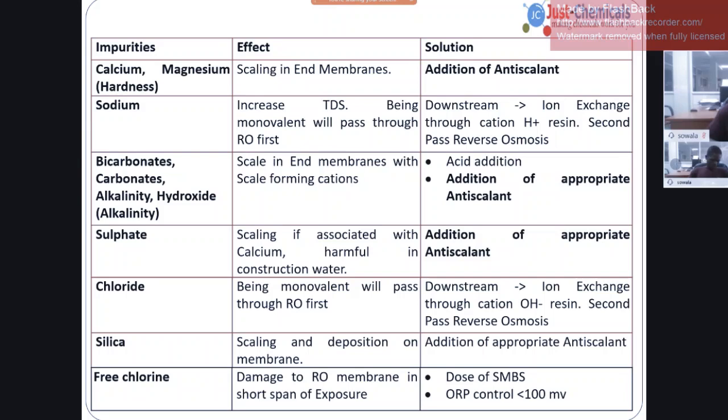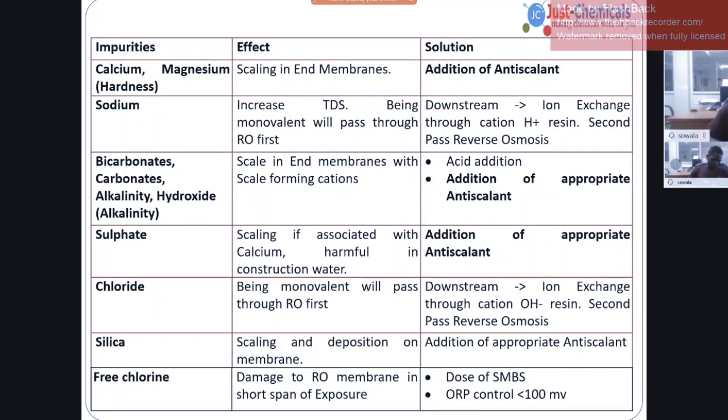So if sodium is high in the feed, then you will be getting high sodium in the permeate, and in the downstream, if there is an ion exchanger having H plus resin or mixed bed, then again it will have a pass from the ion exchange cation resin also, because cation resin has the least affinity towards sodium.